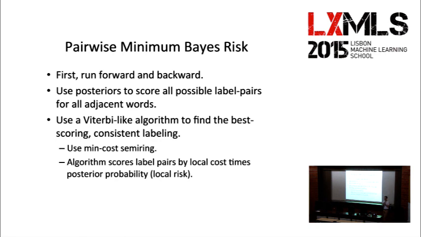It's going to look a lot like Viterbi. It's going to be a little bit different because the local scoring doesn't involve explicit calls to the emission and transition probabilities. Instead, it looks at these posteriors, which you calculated from forward and backward. So the algorithm will score each pair by the local cost times the posterior probability, or the local risk. You minimize that sum, and now you've got one consistent sequence, and you've minimized the expected value of these pairwise costs.